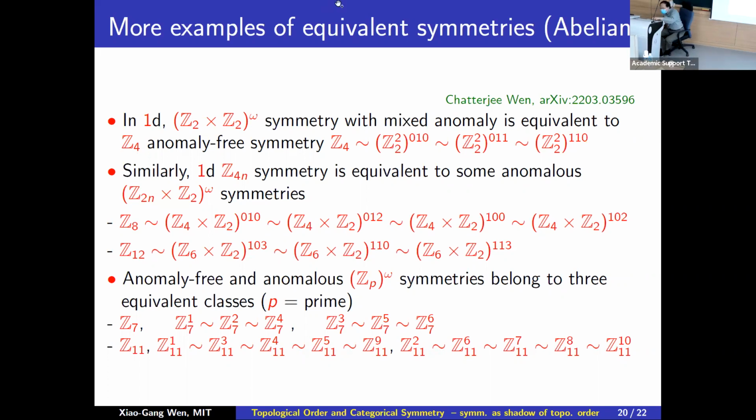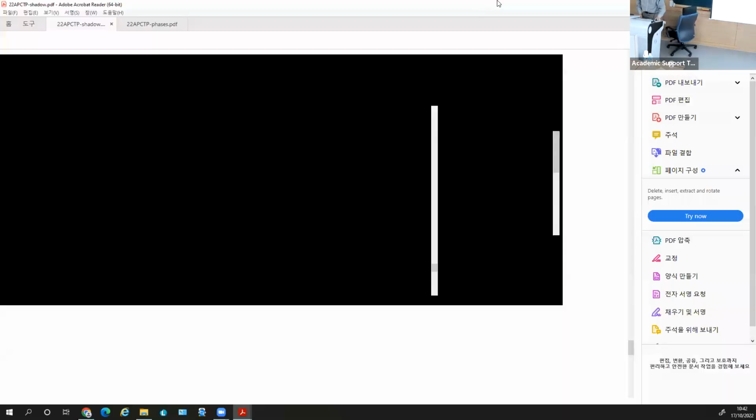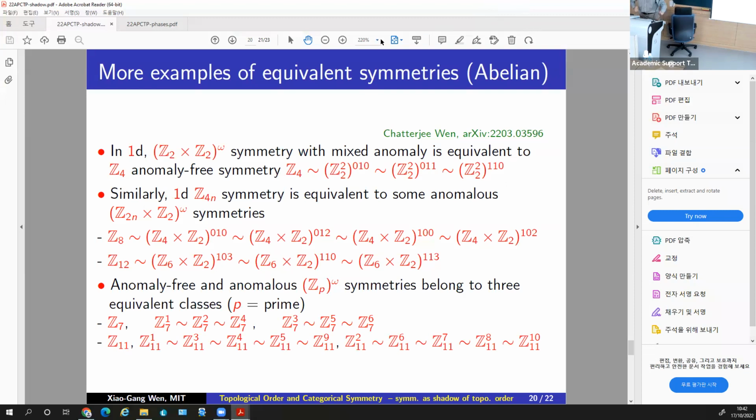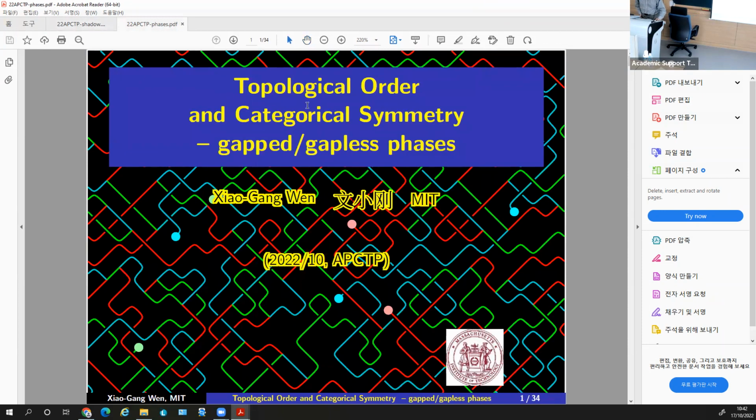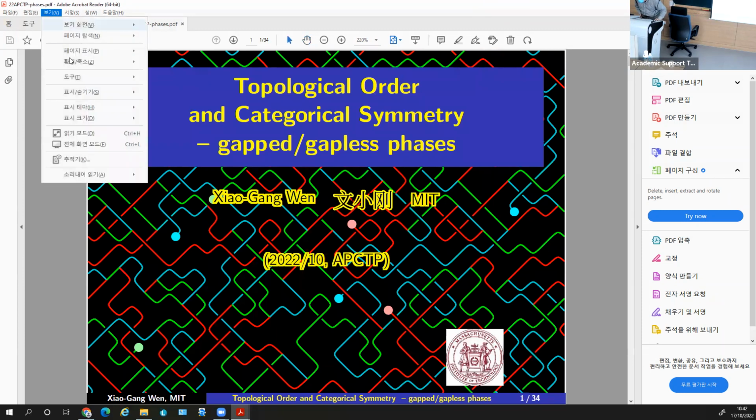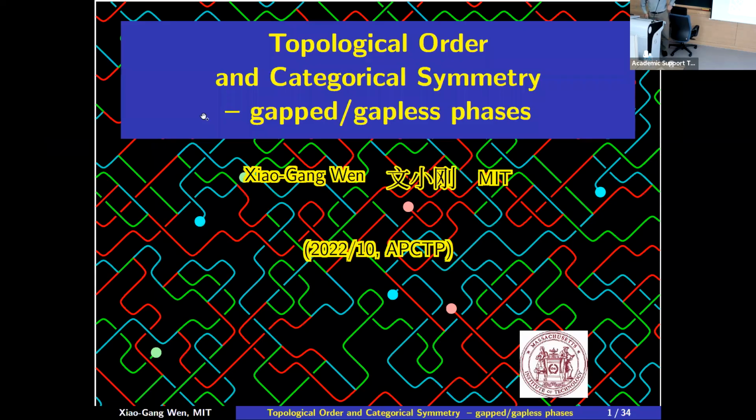Okay, so this is basically the part about viewing topological symmetry as a shadow of a topological order. Next we'll look at more examples, and this may be a more practical application.